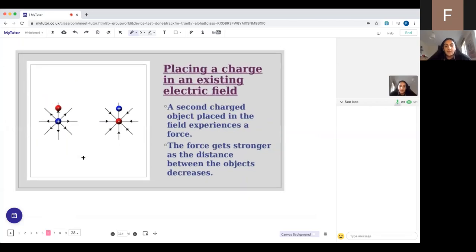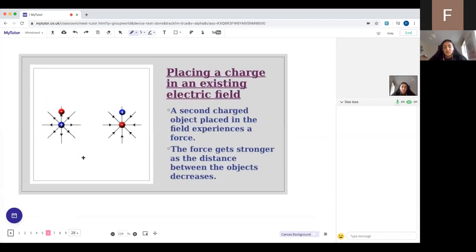Okay, so we've kind of talked about it a little bit already, but if we were to place a charge in an existing electric field, what would happen? An existing electric field is created by a single charge on its own. So if we have a single charge, all of the electric field lines go outwards if it's positive, and they all come inwards if it's negative.